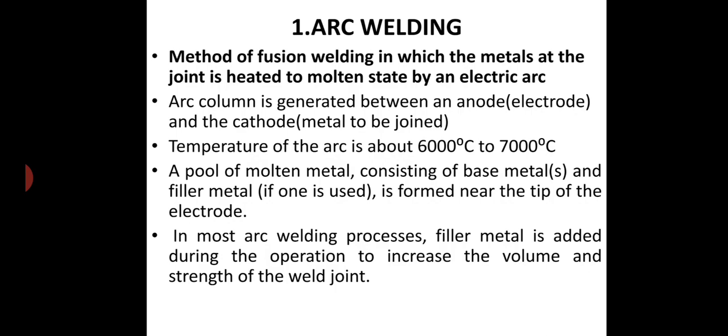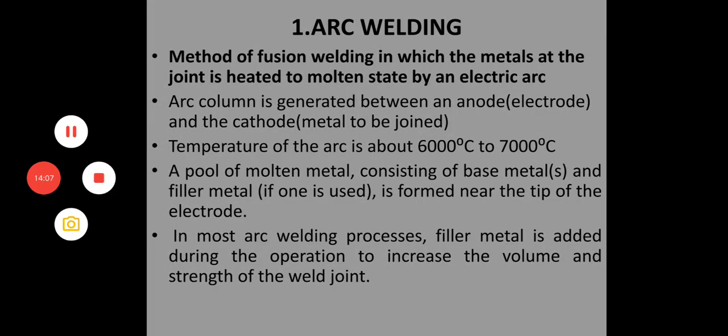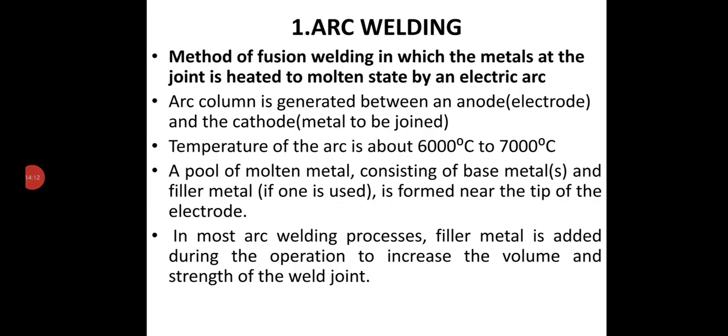So arc welding means an arc will be utilized for joining the workpieces. It is the method of fusion welding in which the metals to be joined are heated to a molten state by utilizing an electric arc. So an arc is a column generated between the two electrodes, between an anode and a cathode. It's actually the flow of electrons across an anode and a cathode. It's like a continuous flow of electrons.